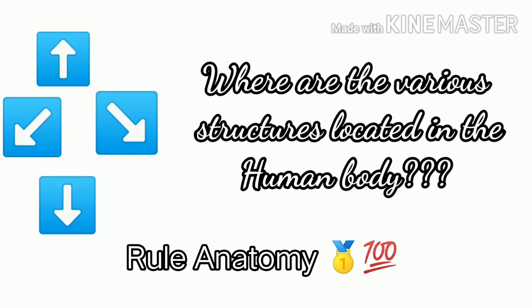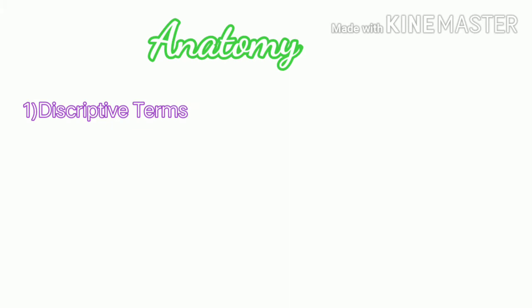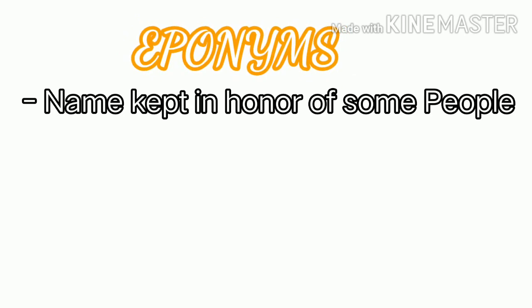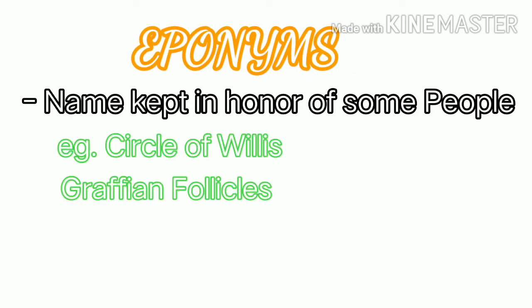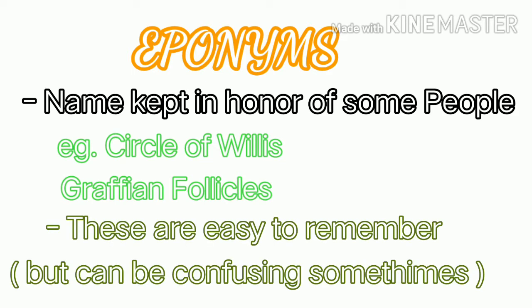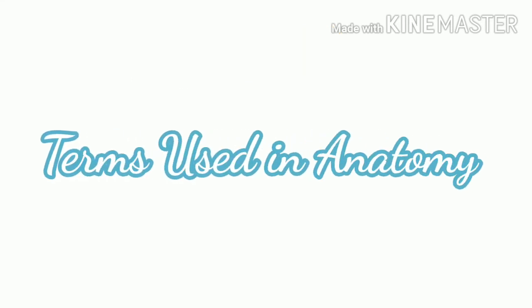in the human body. In anatomy, most of the terms are descriptive, while some terms are eponyms. Eponyms are names kept in honor of some people. For example, circle of Willis or Graafian follicle are examples of eponyms. And eponyms are quite easy to remember. Now let's move on to our topic, that is the terms used in anatomy.